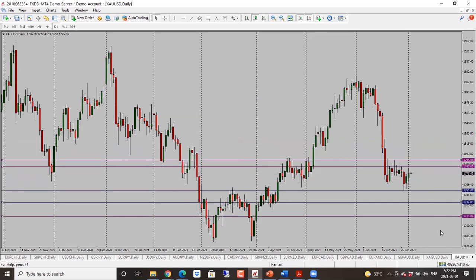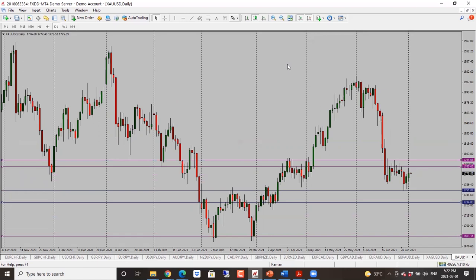Gold here, gold is back into resistance and struggling there. This one could also turn around. So neutral bias for this one, we could see something like this.